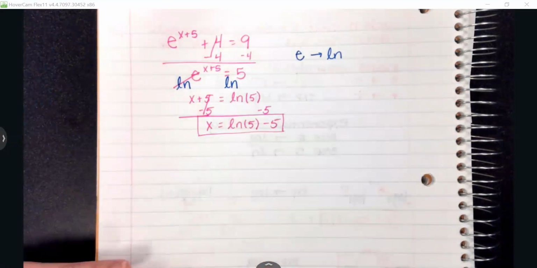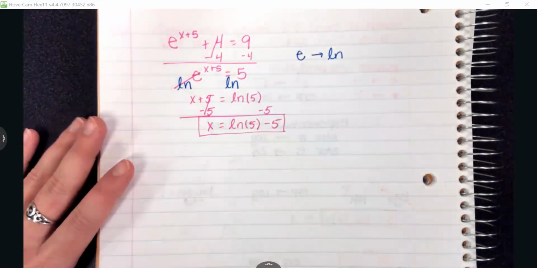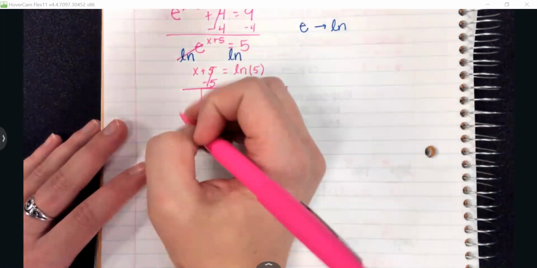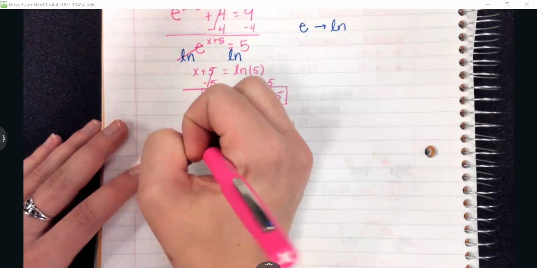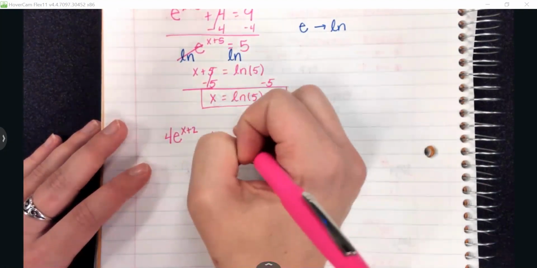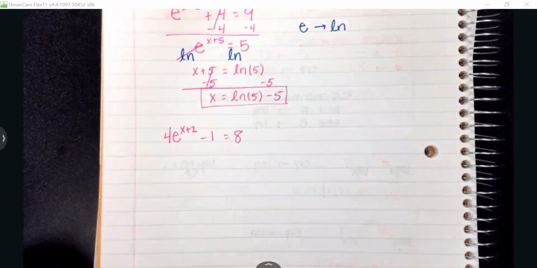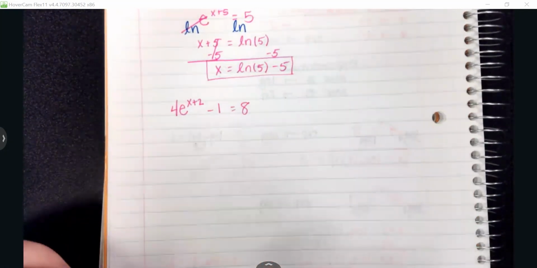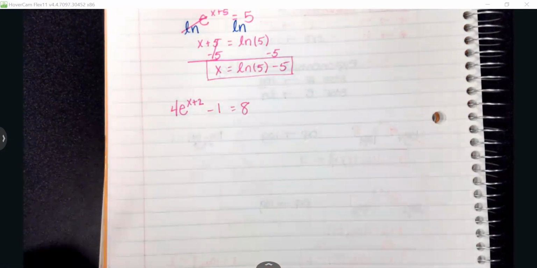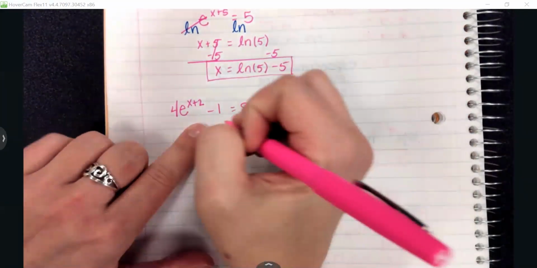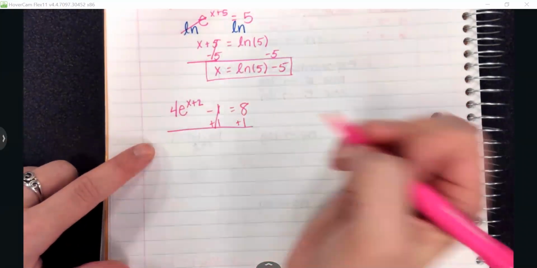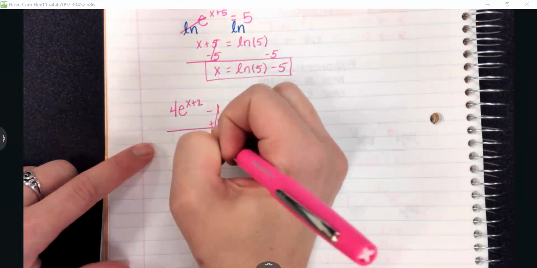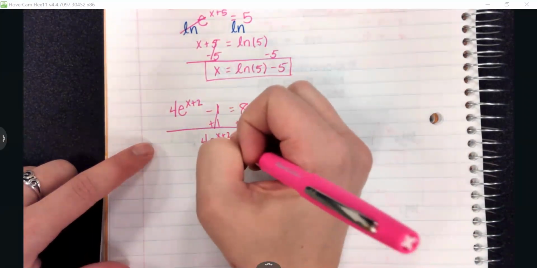We're going to do one last one. It's going to be a little bit harder. All right, last one will be 4e to the x plus 2 minus 1 equals 8. What am I going to get rid of first? The minus 1. So how do I get rid of that? I'm going to add 1 to both sides. So I have 4e to the x plus 2 equals 9.